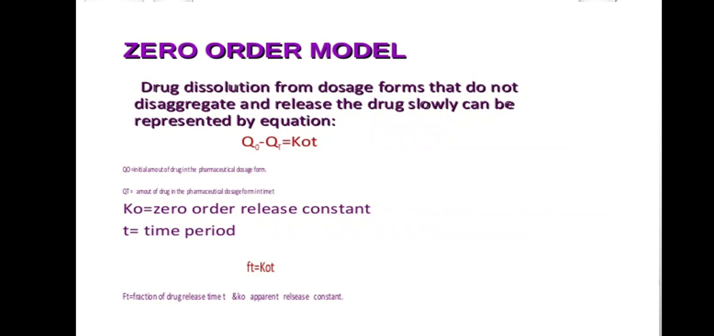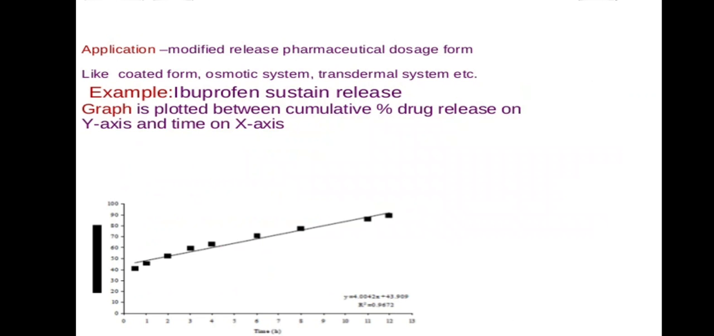This is the first model, the zero order model. Drug dissolution from dosage forms that do not disaggregate and release the drug slowly can be represented by the equation Q0 minus Qt equals K0 t. K0 is the zero order release constant and t is the time period. This is the graph plotted between the cumulative percentage drug release on the y-axis and time on the x-axis.